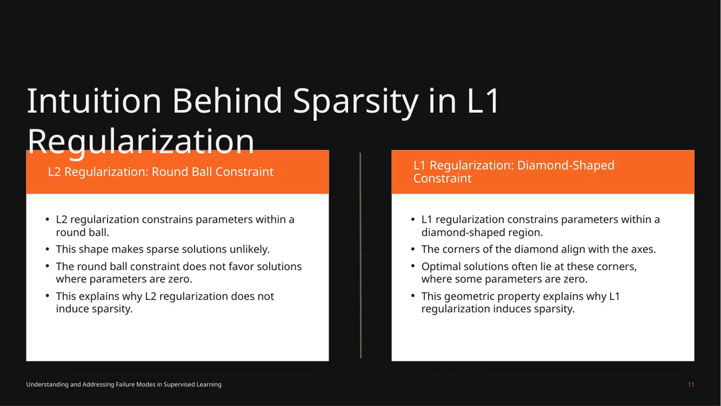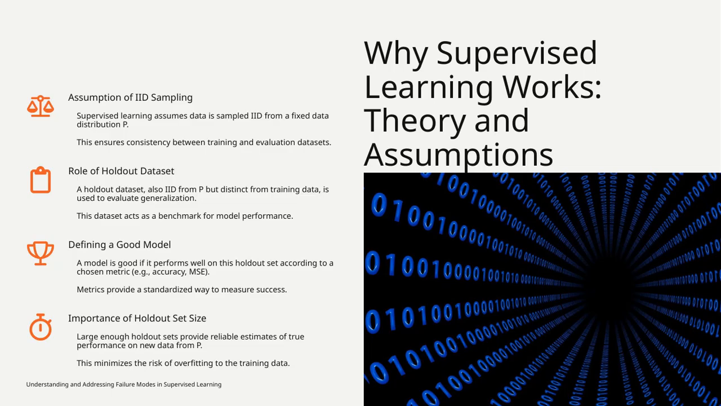So, to connect everything back to the overall theme, understanding these geometric constraints helps us see why certain regularization methods promote sparsity, while others do not. It's all about the shape of these constraint regions and how solutions tend to settle at specific points within them.